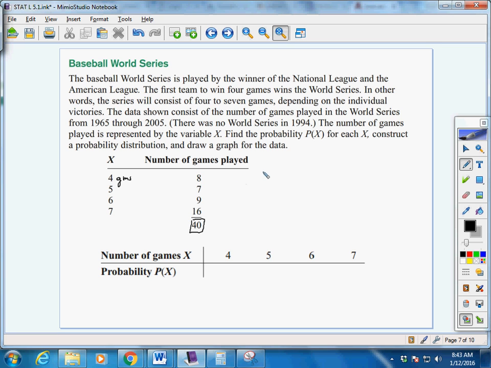Now for our probability. Remember, probability is taking, like we said, 8 games out of our total, and that works out to be about 0.2. I'm going to traditionally write it out a little bit further. So our probability for 4 games played is about 20%. And then do the same thing for the rest of them. 7 out of 40 games works out to be about 0.175.